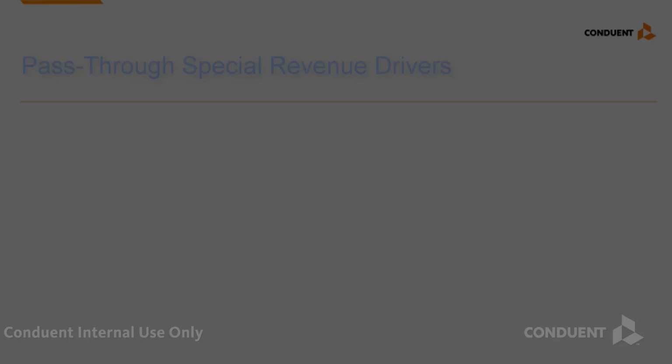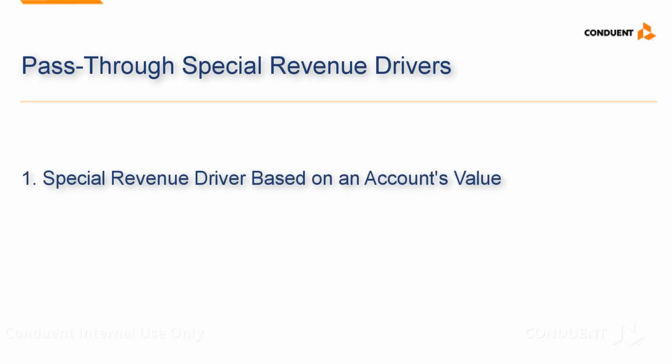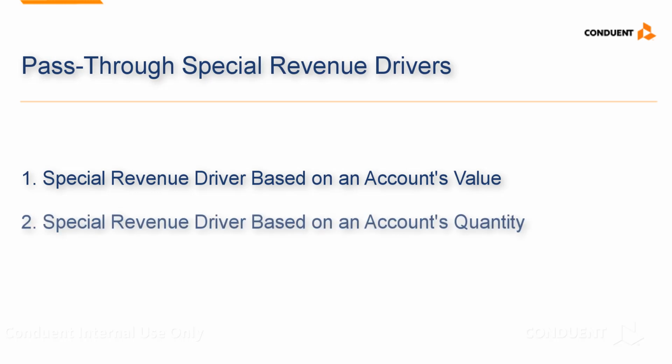That way SmartView will use that same planning cost center on any additional web forms you open during the same session. There are two main driver types for pass-through revenue. Type 1 is where you define a special revenue driver based on an account value, and Type 2 is where you define a special revenue driver based on another account's quantity.